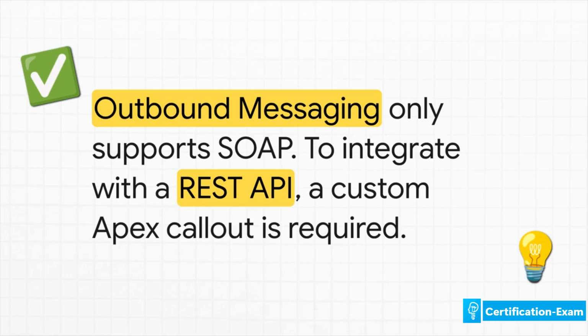Well, this one hits on a super important difference. You see, outbound messaging is a clicks not code kind of tool, but it's old school. It only speaks SOAP. So if you're dealing with a modern REST API, you've got no other option. You have to write some Apex. It's a classic case of knowing which tool to pull out of your toolbox.